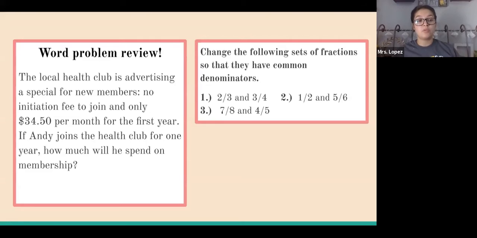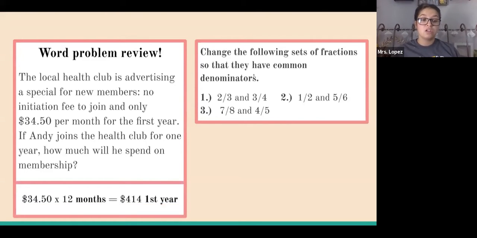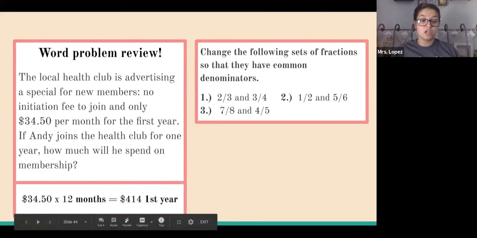So for this problem, you should have multiplied $34.50 times 12 because there are 12 months in a year. So you have $34.50 times 12 months equals $414 for the first year.